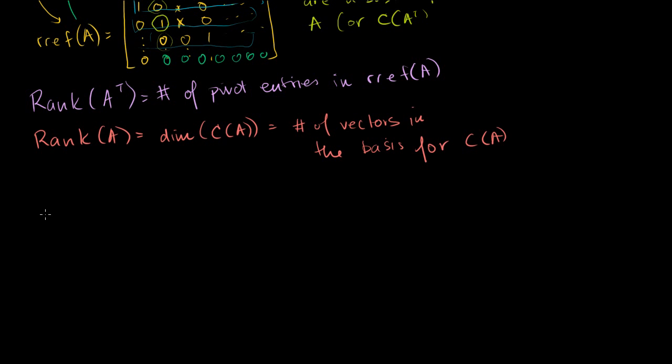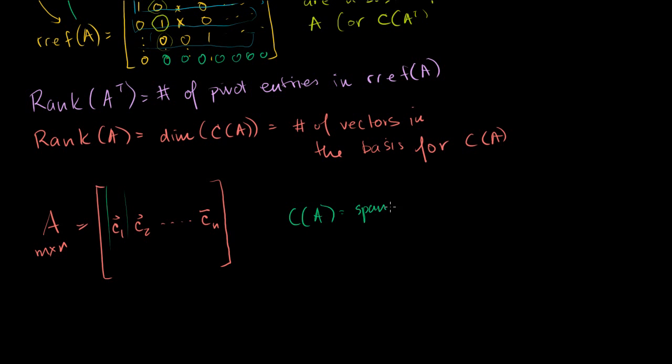So if we take that same matrix A that we used above, and we write it as a bunch of column vectors, C1, C2, all the way to Cn. We have n columns right there. The column space is essentially the subspace that's spanned by each of these column vectors. So the column space of A is equal to the span of C1, C2, all the way to Cn. That's the definition of it.